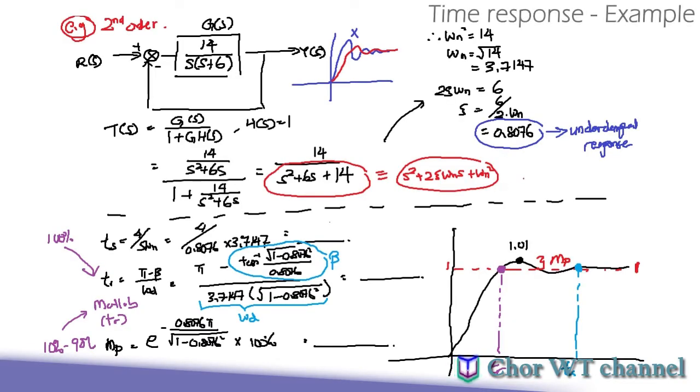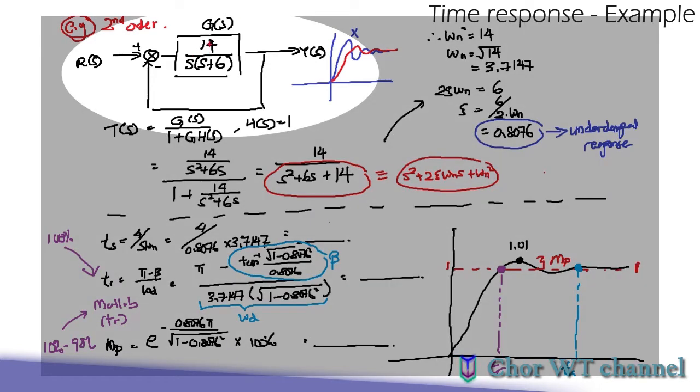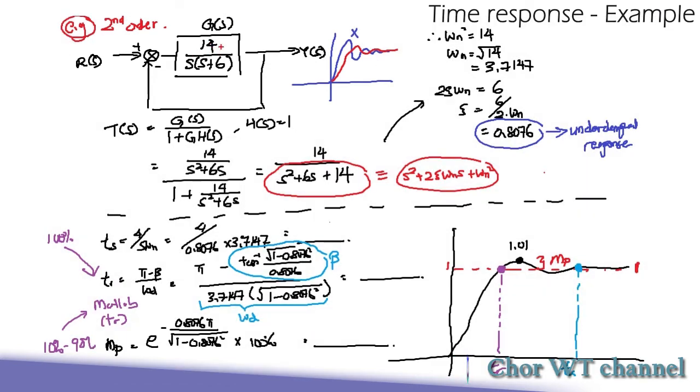Hi everyone, welcome back to my control systems lecture. In this lecture, I'm going to explain an example which I have given during one of my lectures. This is regarding a second order system with a plant transfer function 14 over s plus 6, and we are about to evaluate the transient and also the steady state performance.